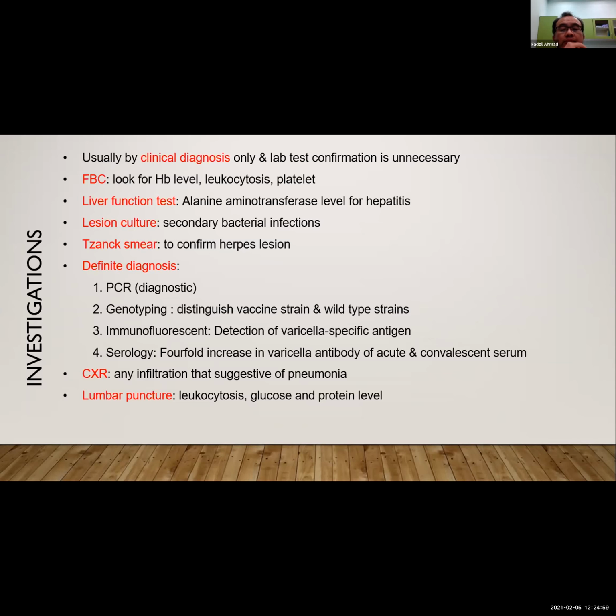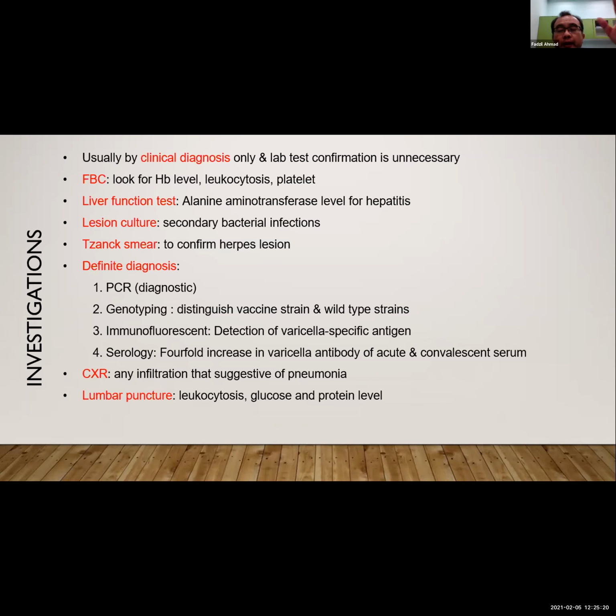And then we can also do lesion culture to look for the secondary bacterial infection to give proper antibiotics. And then Tzanck smear to confirm that this is a herpes lesion. And then for definite diagnosis, we can do PCR, genotyping, immunofluorescence, and serology. However, we rarely do. And then we can do chest X-ray if we suspect pneumonia and lumbar puncture.